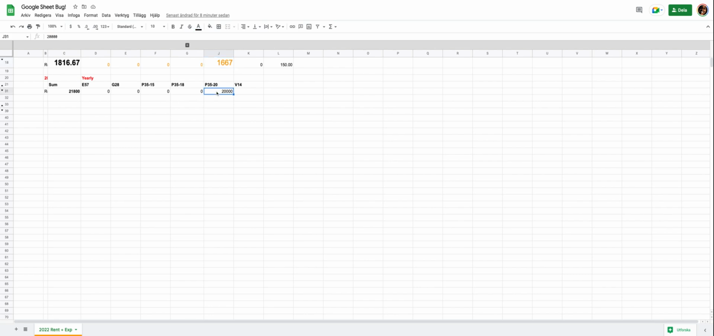So this is rounded up to 67. And here it's the sum to K. So all this should be 1666.667, if you look at it here. But it shows like 1816, which is 150 wrong. So if you take minus C to J, it's 150 wrong.